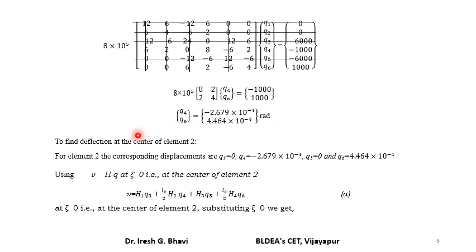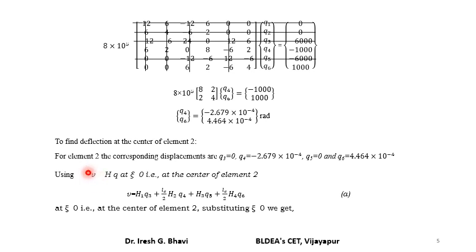Then to find the deflection at the center of the element, for element 2 the corresponding displacements are: we know that q3 is equal to 0, q4 is equal to what we have found, that is minus 2.679 into 10 raised to minus 4 radians, q5 equal to 0, and q6 is equal to 4.464 into 10 raised to minus 4 radians.